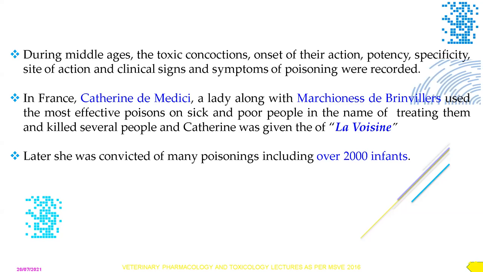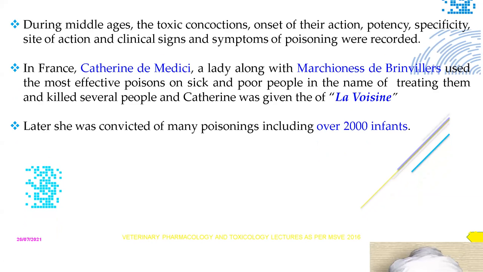This Catherine de Medici had a very attractive beauty parlor, and people used to go there. She used to mix arsenic and other highly toxic material into the cosmetics and try to kill people. Later, she was convicted for many poisonings. About 2,000 infants were killed by this lady, and she killed about 2,000 ladies. She was also sentenced to death using the poisons which were used by her. So this is the type of ancient things.